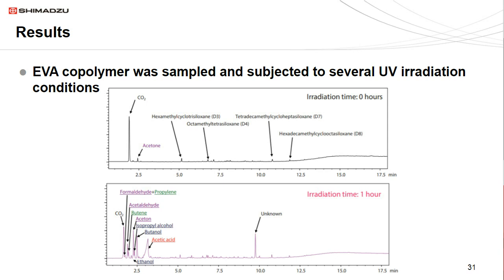With 0 hours of irradiation time, we are seeing compounds like CO2, acetone, and cyclosiloxanes, so like D3, D4, D7, D8. However, just by bumping up the irradiation time to 1 hour, we are now seeing CO2, formaldehyde and propylene, acetaldehyde, butene, acetone, isopropyl alcohol, butanol, and acetic acid. We also are seeing an unknown pop up after that irradiation. So just after 1 hour of irradiation, we're seeing quite the breakdown and degradation of this EVA copolymer.